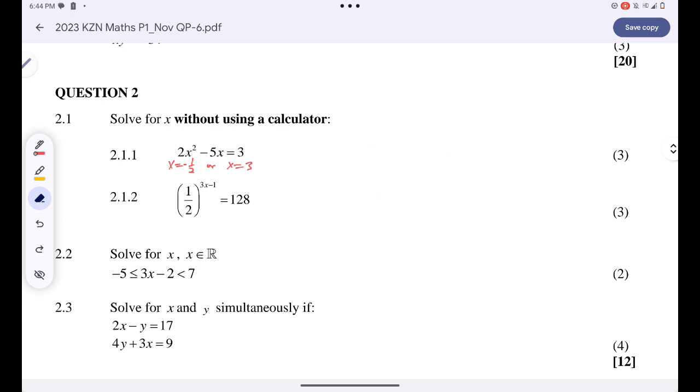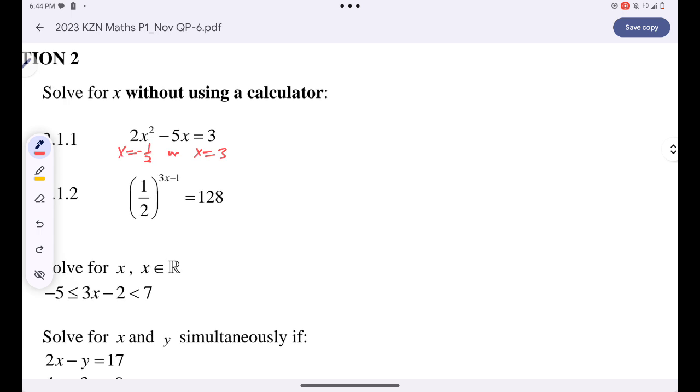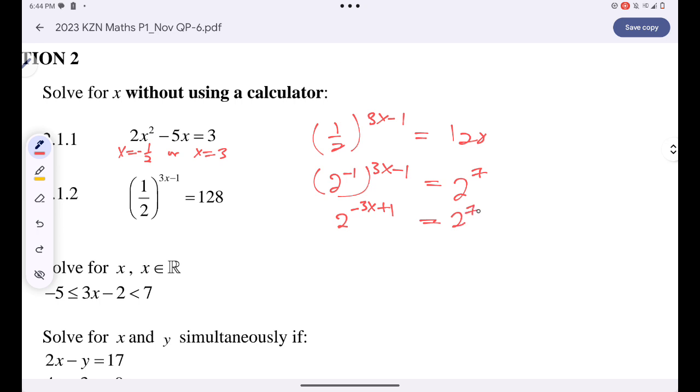I'm solving for x, and x is at the exponent, and I must make sure that the bases are the same. (1/2)^(3x-1) is equal to 128. Okay, 1 over 2 can be written as 2 to the power negative 1. I still have 3x minus 1. 128 can be written as 2 to the power 7. Now whenever I remove the brackets, I'll simply have 2 to the power negative 3x plus 1 is equal to 2 to the power 7.